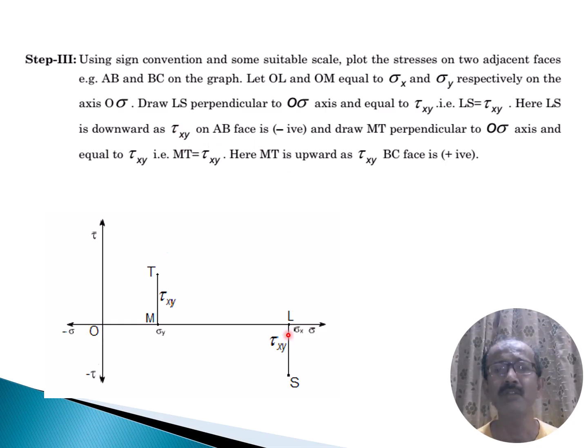Why is LS downward? Because in the AB face of the element, tau xy acts in the downward direction, that's why it is negative. And draw MT, where this is M and this is T. MT is perpendicular to the O sigma axis and equal to positive tau xy. Here MT is upward, because tau xy on the BC face of the element is positive.